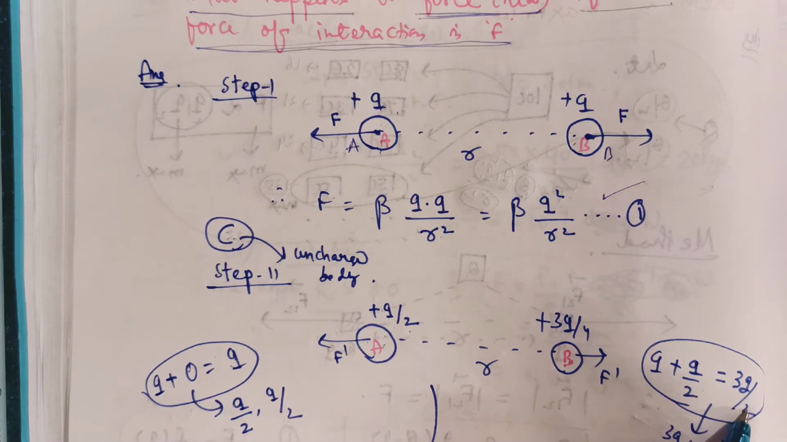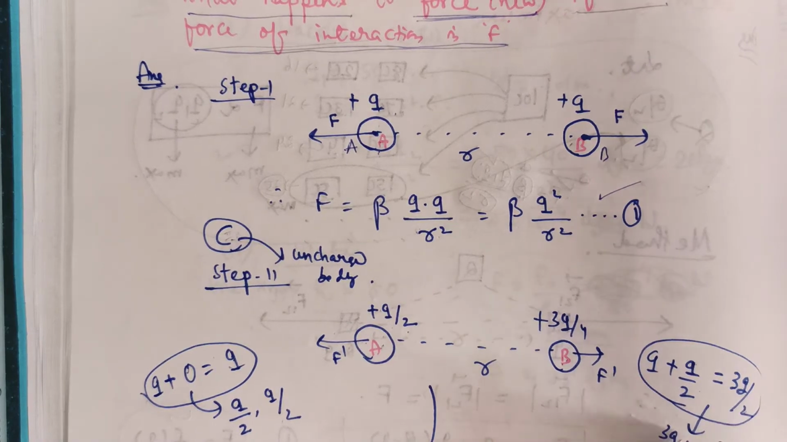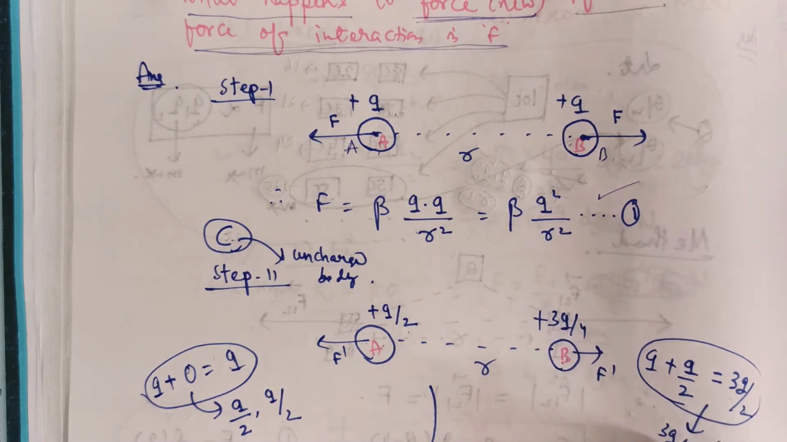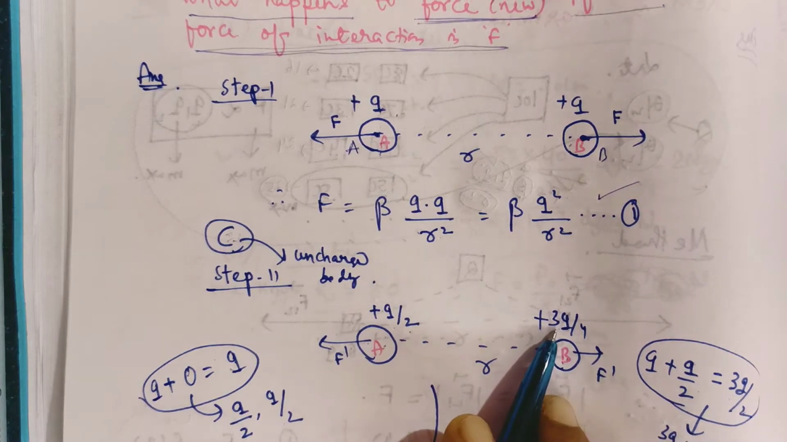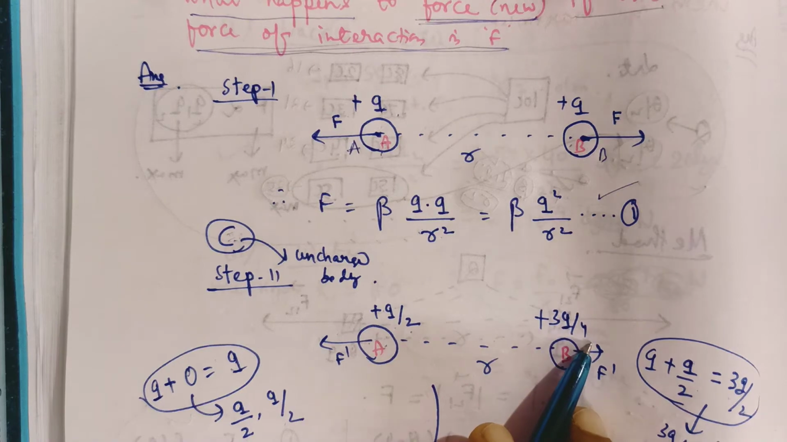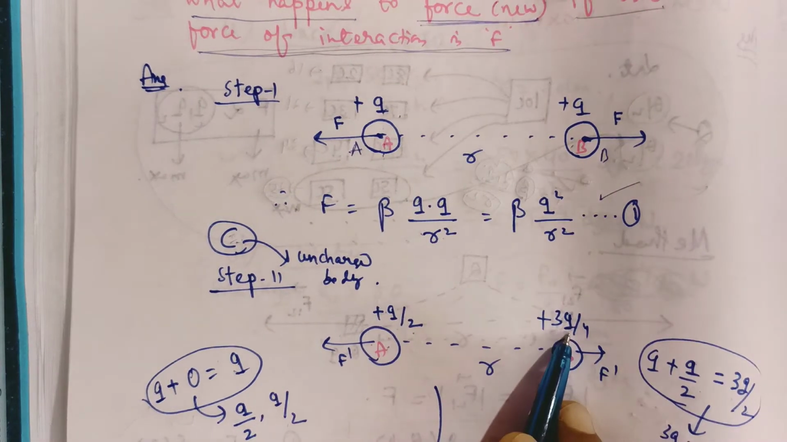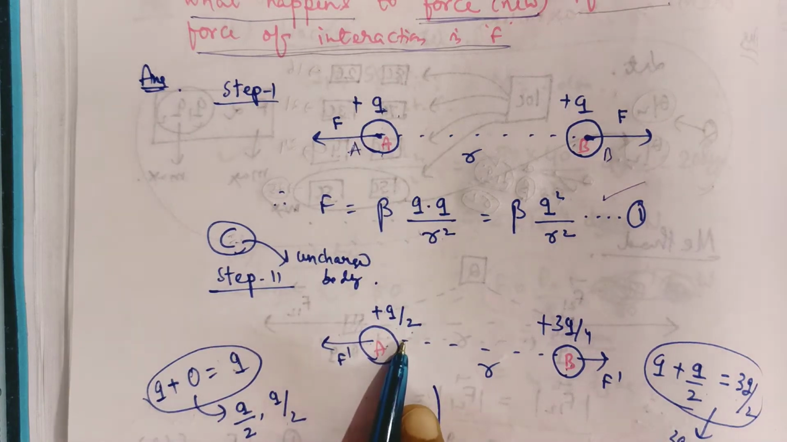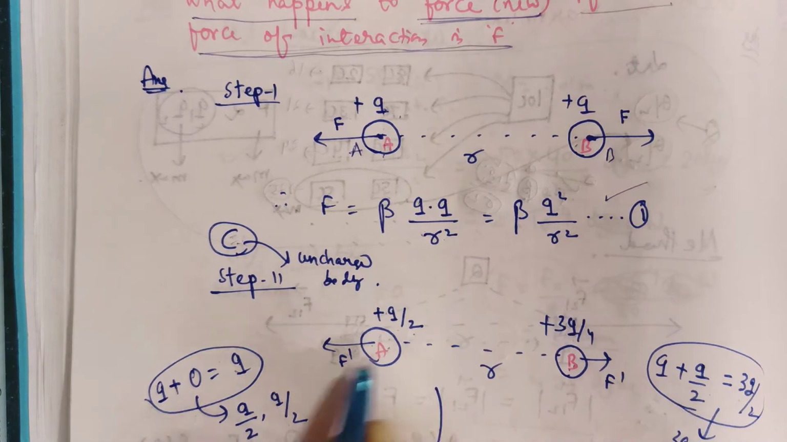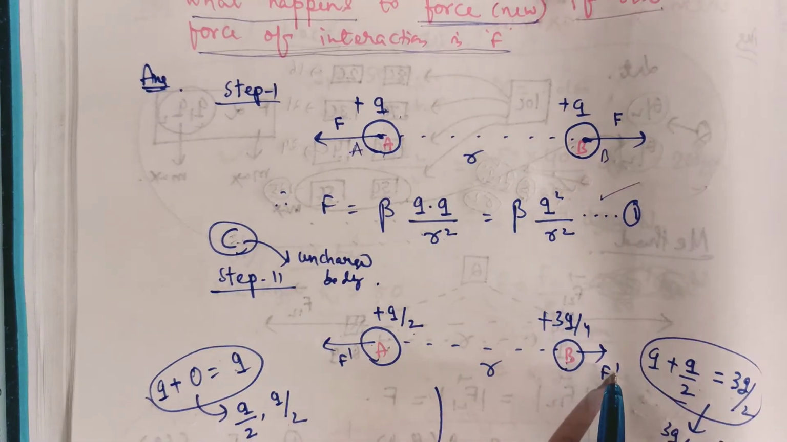Again they will share equally. 3Q by 2 is divided into two parts, 3Q by 4, 3Q by 4. So the charge remaining on B is 3Q by 4. Initially Q, now it is 3Q by 4. A charge initially Q, now Q by 2. So the charge changes. Obviously the magnitude of force will change.